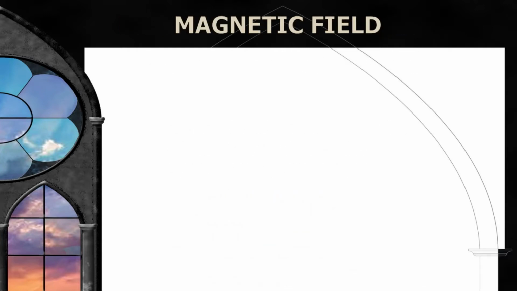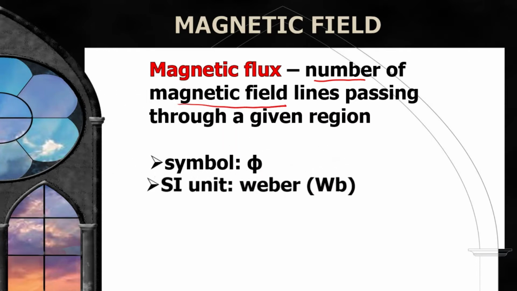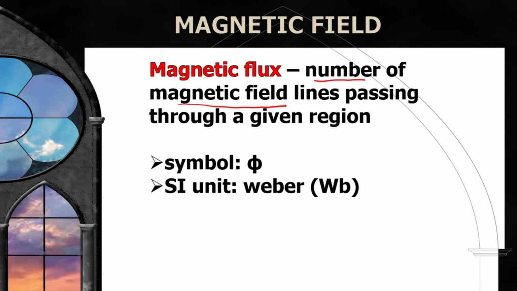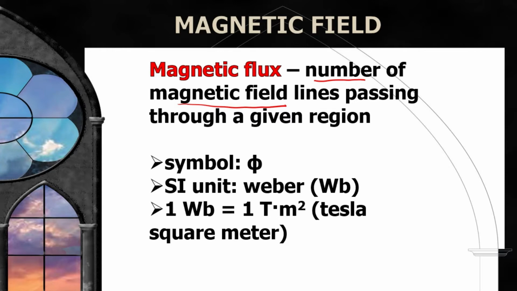So let's talk about magnetic fields in a formula. But before that, let's have first the magnetic flux. So magnetic flux is actually the number of magnetic field lines passing through a given region. So this is the symbol for magnetic flux, and the SI unit is the Weber. 1 Weber is equivalent to 1 Tesla meter squared.